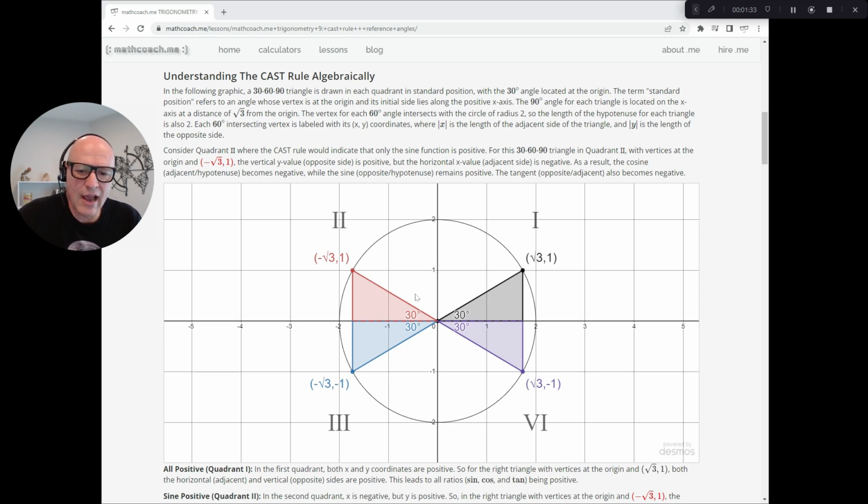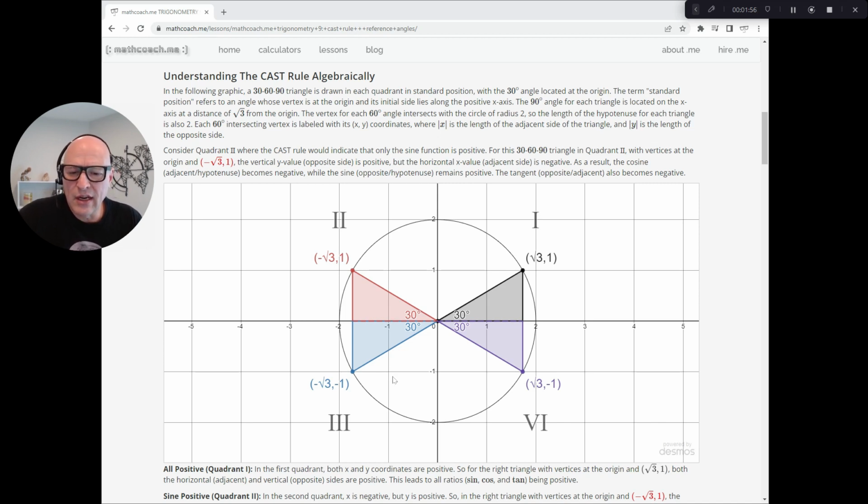which is 1/2. Whereas the cosine of 30 degrees in quadrant 2 is negative root 3 divided by 2, so negative root 3 over 2, so it is negative. And the tangent is going to be opposite, positive 1, over negative root 3, so also negative.